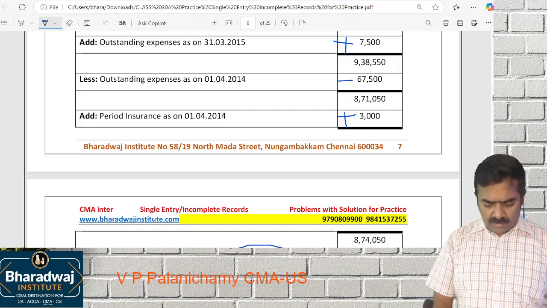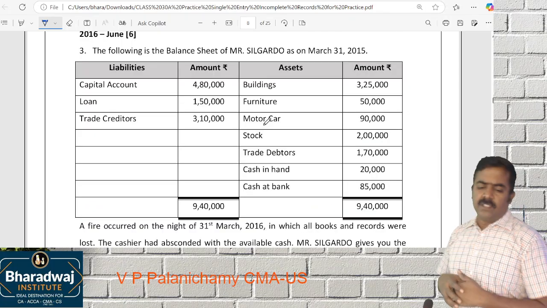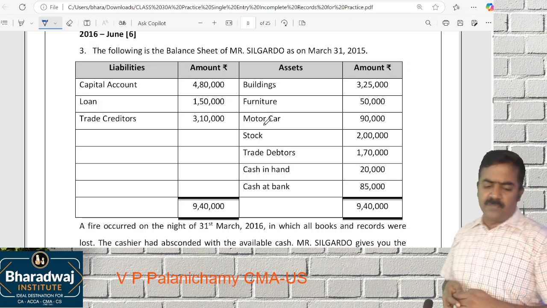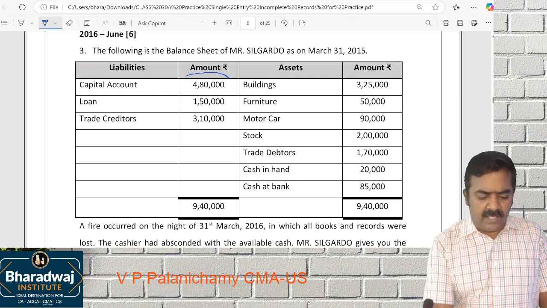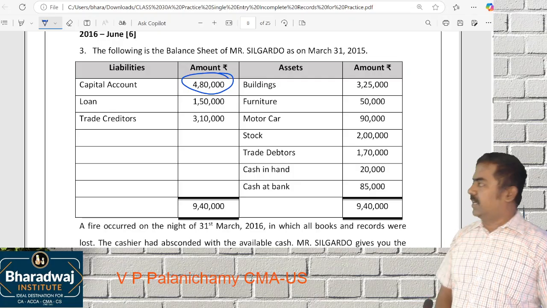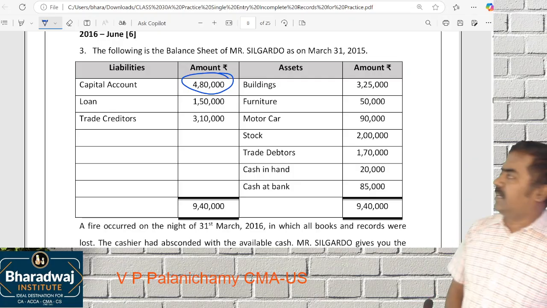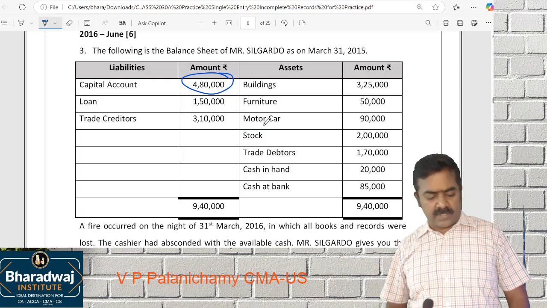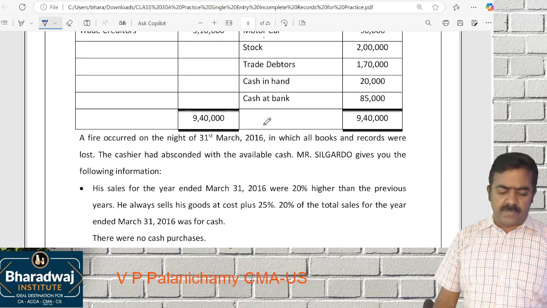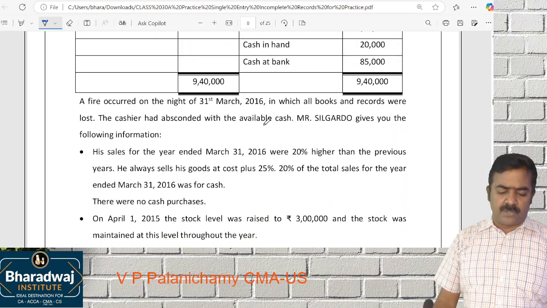Go through question number 3. The following is the balance sheet of a person. At the beginning of the year, we are given capital, building, furniture, motor car, stock, debtors, cash in hand, cash at bank. Loan is given, creditors is given. So opening balance sheet is given to us. Read further. On 31st March, he closed the books of accounts.